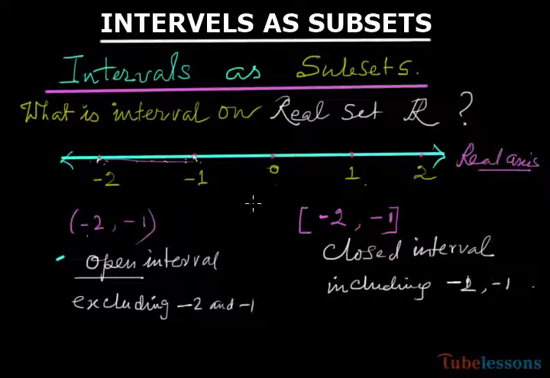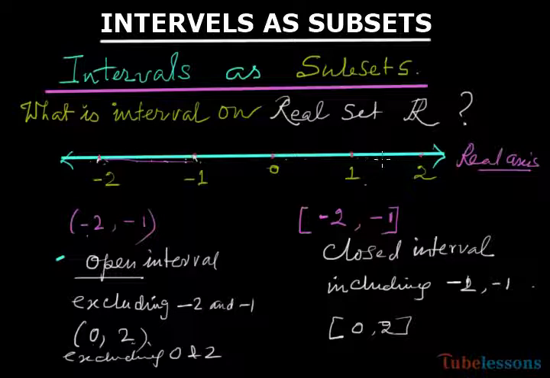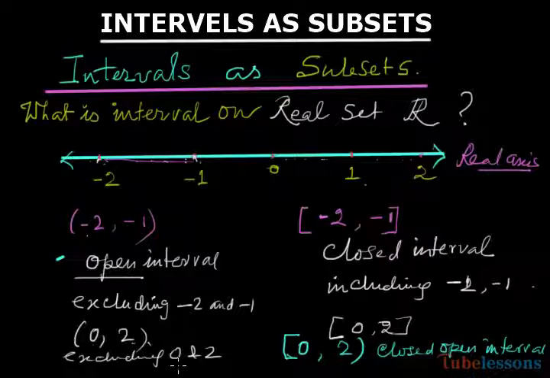If we take another interval, say 0 to 2, if it is open, then all numbers between 0 and 2 excluding 0 and 2. And when it is a closed interval, then include 0, 2 and all numbers between 0 and 2, which are represented as points on this real axis. Sometimes we consider this also: suppose one side closed, the other side open. This is including 0 but excluding 2. So this is called a closed-open interval, or it is called a semi-interval.